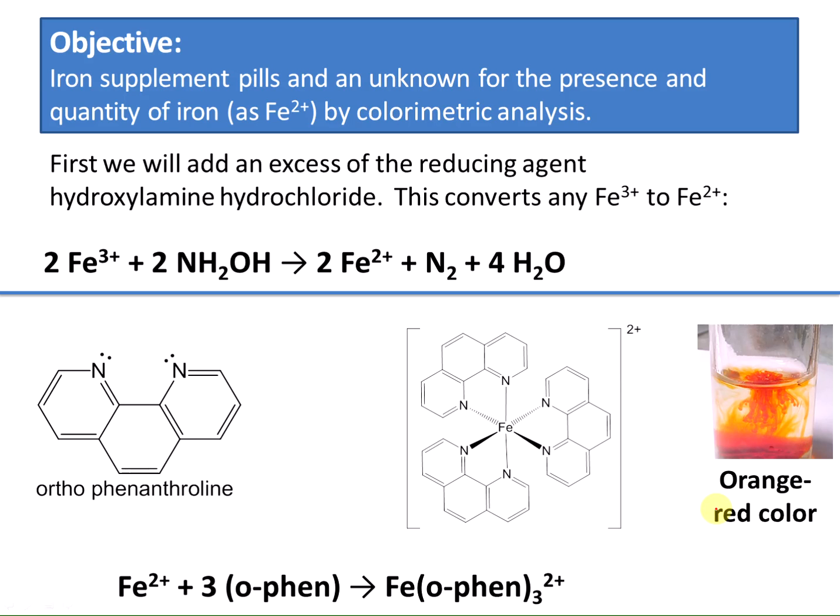orange-red in color. Now this orthophenanthroline is a bidentate ligand, so those lone pairs can find an iron and bind to it. And the iron can accept 3 of these phenanthroline ligands. And this makes an iron complex. And we're going to learn more about complexes and transition metals when we get into our transition metal chapter later on in the semester. But this is kind of a bit of a preview of our first iron complex.